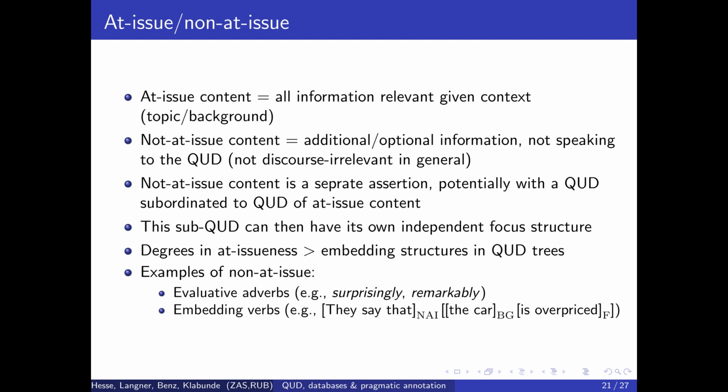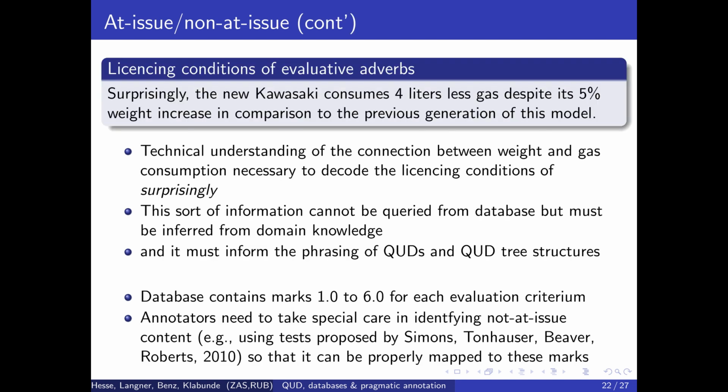Examples of non-at-issue content include evaluative adverbs, what licenses the use of words like surprisingly and remarkably, and also embedding verbs, like they say that the car is overpriced, where it's quite obvious the core information is that the car is overpriced, not that someone made a statement. And specifically, licensing conditions of evaluative adverbs are of great interest to us.